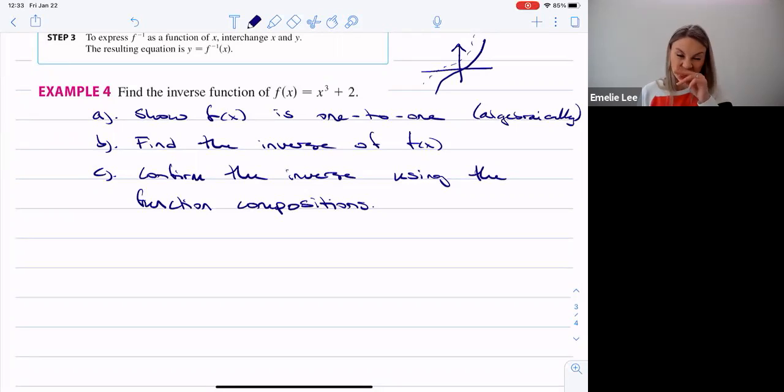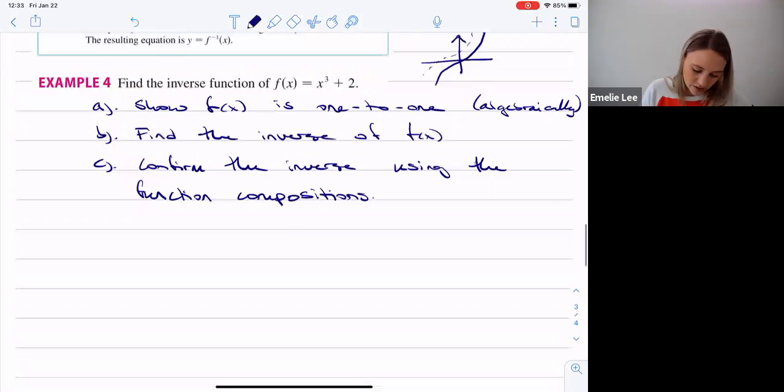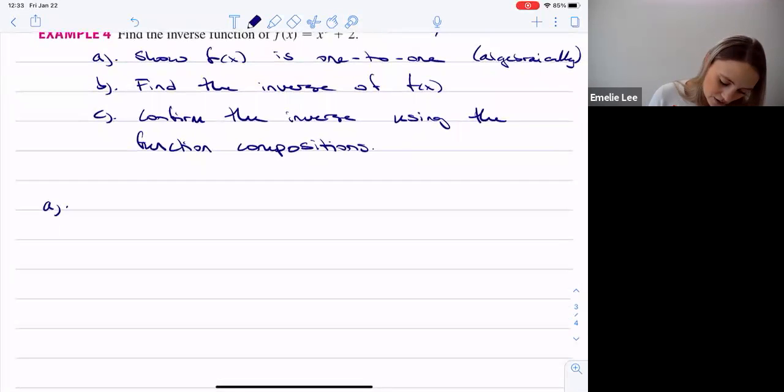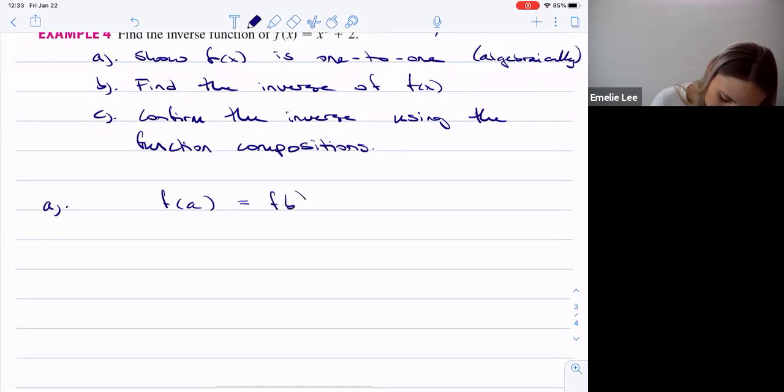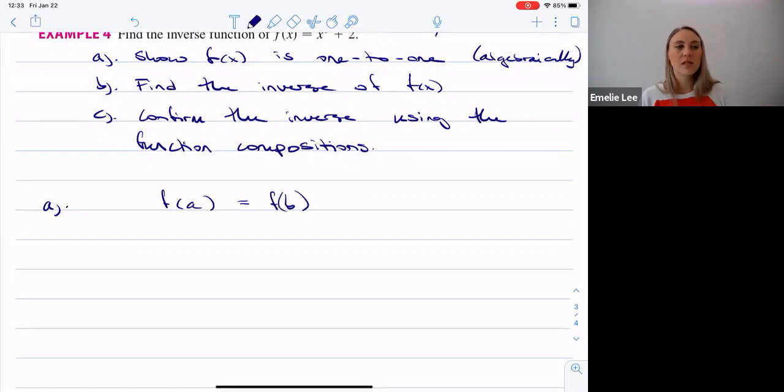All right. So first thing we're going to do is we've got this function f of x equals x to the power of 3 plus 2. By knowing what it kind of looks like, we know it's going to be one-to-one, so things are going to work out. In part A, to show that it's one-to-one, I do f of A is equal to f of B. So I force them to be equal to each other.